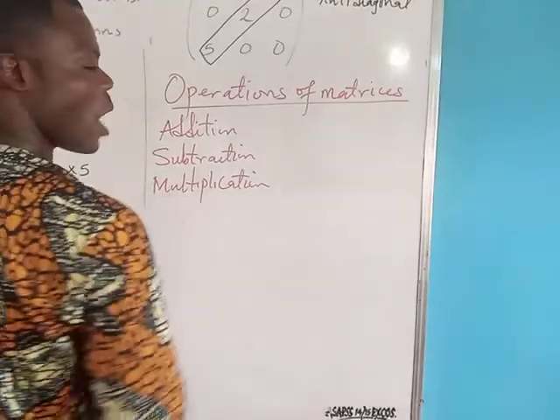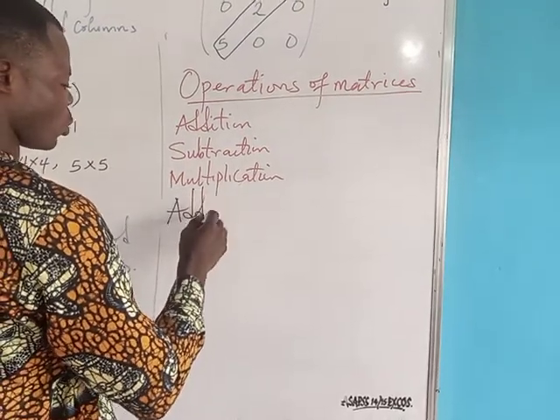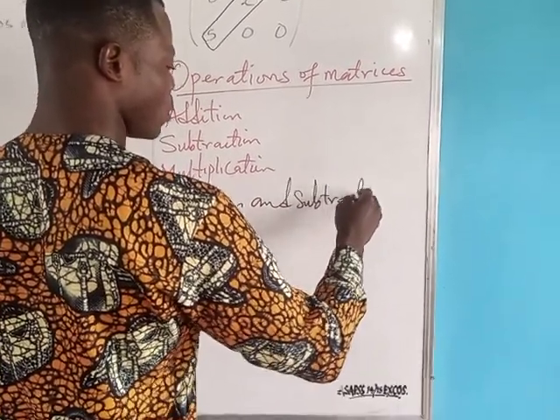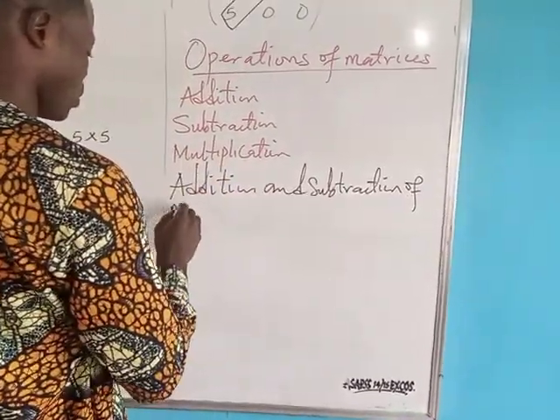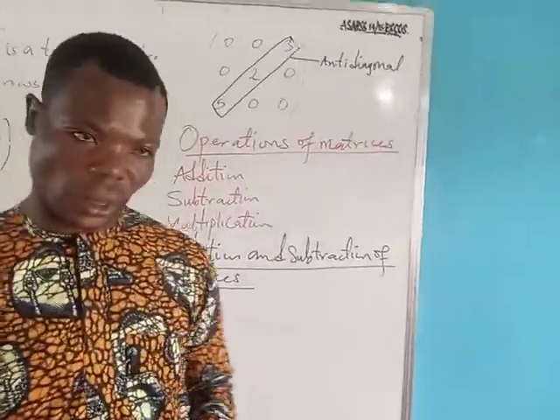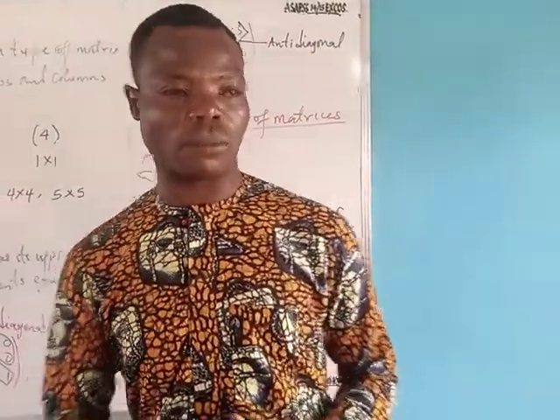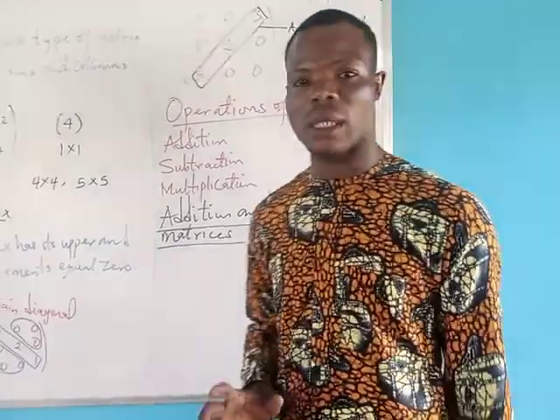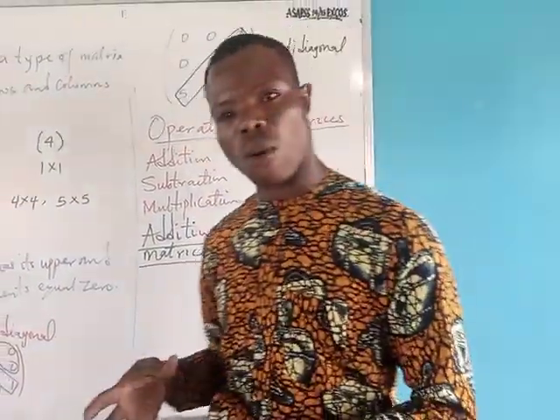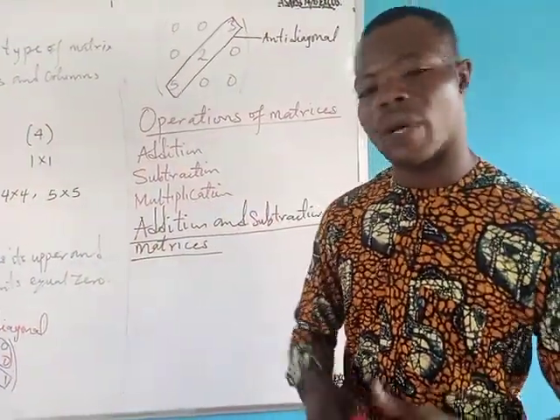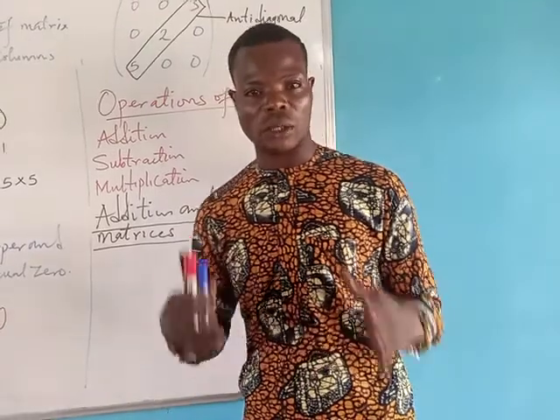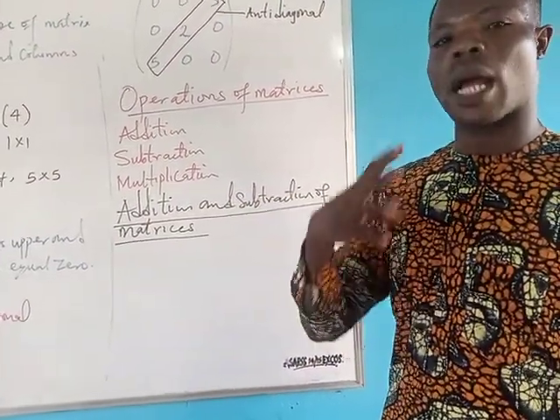So how do we add or subtract a matrix? Two or more matrices can be added or subtracted, provided they have the same order. That is, if you are adding two matrices, of which the first one is of order 2 by 2 and the second one is also of order 2 by 2, you can easily add or subtract. But in a situation whereby they are not of the same order, we cannot add or subtract. So that is the law of addition and subtraction of a matrix.